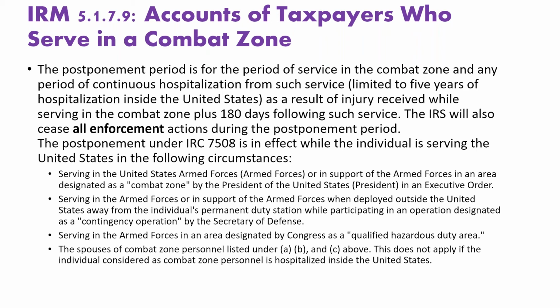So we have presidentially declared areas, we have contingency operation areas declared by the SecDef, and Congress can declare qualified hazardous duty areas. So we have three different types of declarations that can be used to secure these IRC 7508 extensions on enforcement activity. Also, the spouses of combat zone personnel in any of those three types of areas also qualify. If the service member is injured and returned for hospitalization stateside, then the protections end for the spouse here at home.